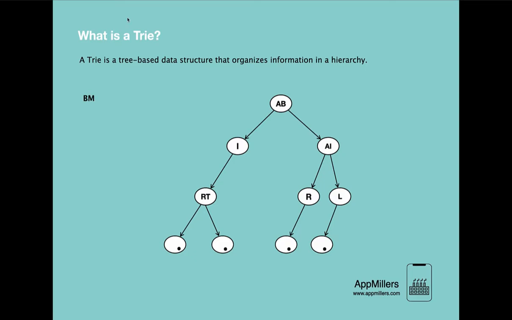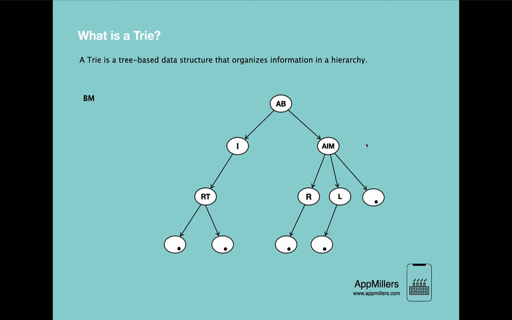Finally, the last string is BM. So we need to insert BM over here. As always, we see that B exists over here, so we will not insert B. Then we will continue for M, and we see that in the next node we don't have M. So we will insert M over here. Then after inserting M, we know that this is the end of string, so we need to create an empty node and set its end of string property to true. This will denote that this is the end of string.